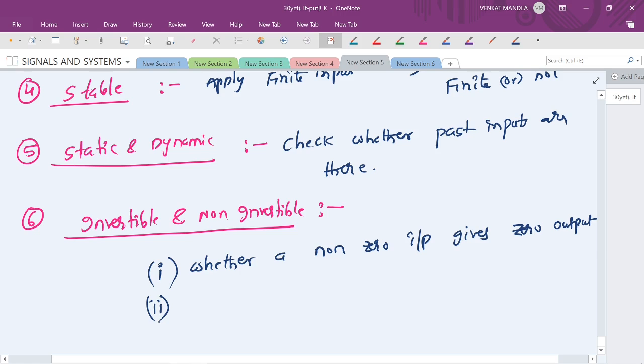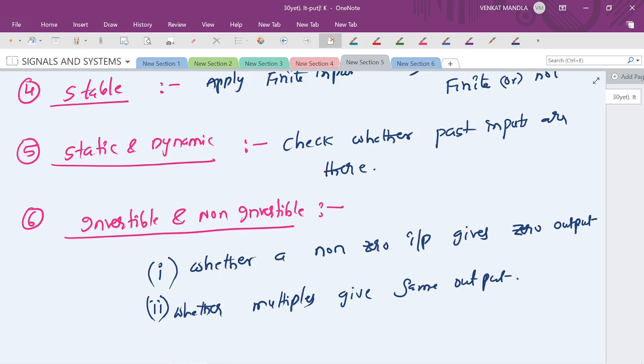Or whether multiple inputs give the same output. In these two conditions, we cannot recover the original signal exactly by any means. So in these two conditions, the inverse system doesn't exist for a system. So the system is a non-invertible system.